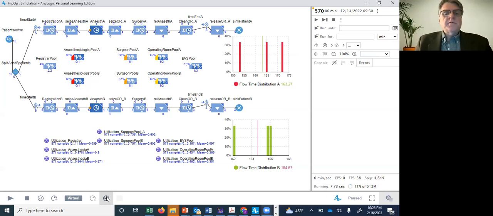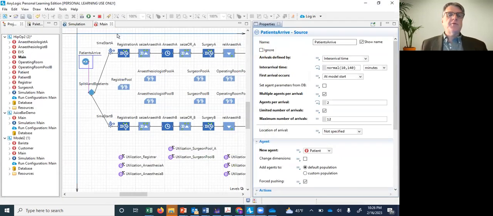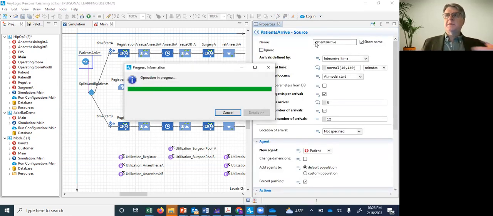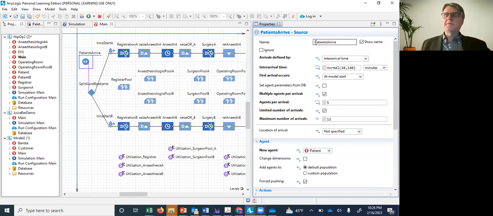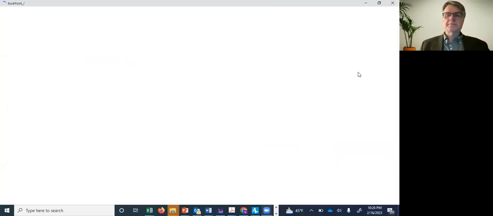163, 164. Okay. Probably wouldn't go much higher than 140 though. Let's try one more seed on this and see what we get. I mean, 160 minutes of total flow time versus 220. I mean, I'll take it, right?